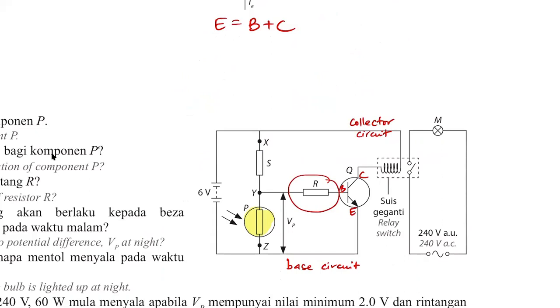So when VBE increases, it will be able to turn on the switch at the base, and then current at collector, IC current, will increase, and then will be connected to the secondary circuit, and then the bulb will be able to light up.